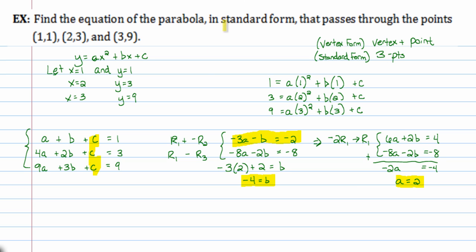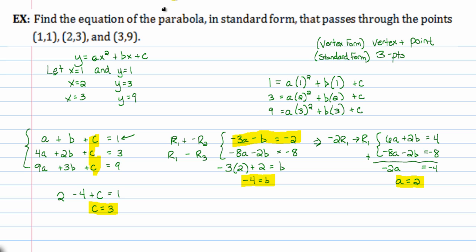And finally, since I have a and b, I'll plug that into any of the initial equations. In fact, I'll plug that into the very first equation. So I get 2 minus 4 plus c is equal to 1. That would be a negative 2 plus c is equal to 1, or in other words, c is equal to 3. I'll highlight that as well.